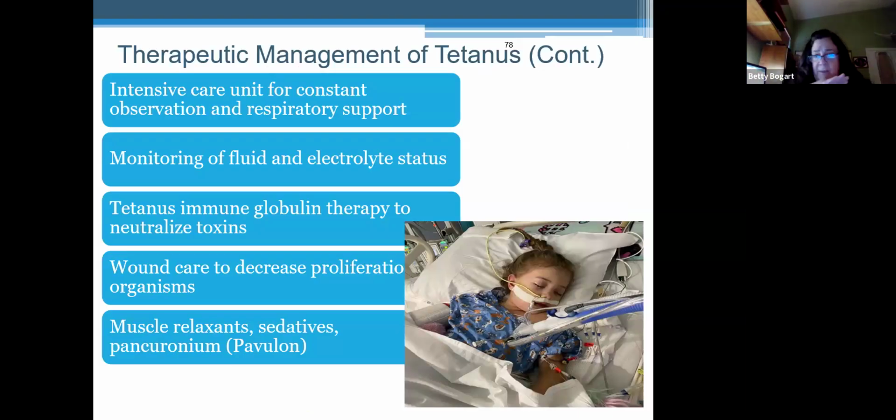So again, with all this tenseness, the airway is being shut off. This child is going to be paralyzed and sedated. We're going to be giving that immunoglobulin therapy, cleaning the wound, and because of these tense muscle spasms and it hurts, we're going to paralyze this child chemically with medications. One of them is called Pavulon, so the muscles relax and let that ventilator work.